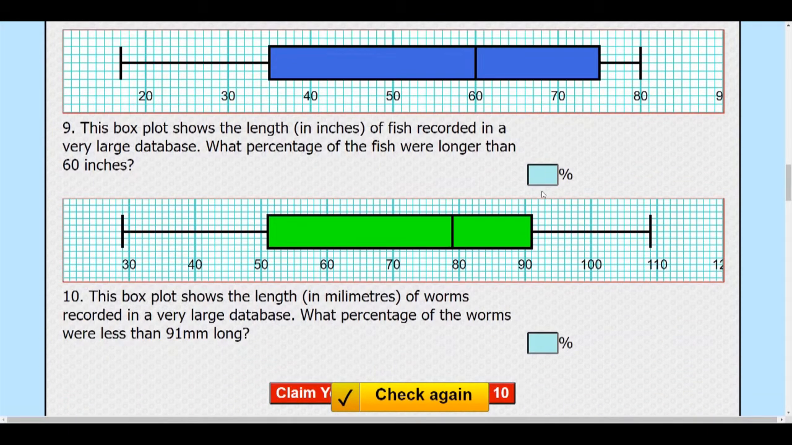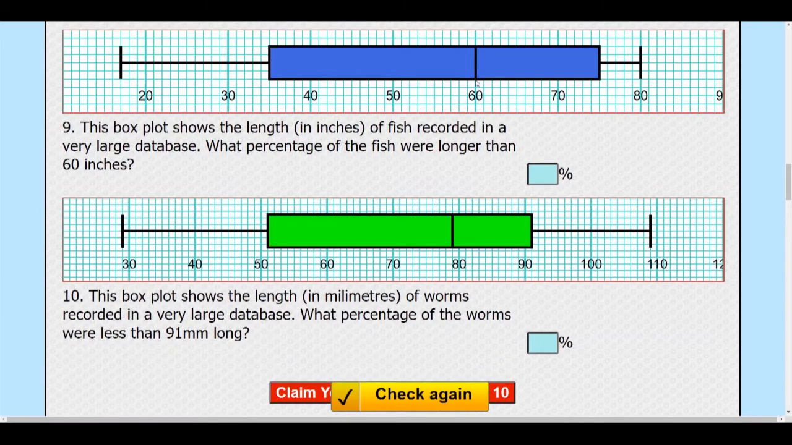Number 9. This box plot shows the length in inches of fish recorded in a very large database. What percentage of the fish were longer than 60 inches? Well, 60 looks like it was the median. So that was the middle fish. And because it was a very large number of fish in the database, we can say that 50% of the fish are longer than 60 inches.